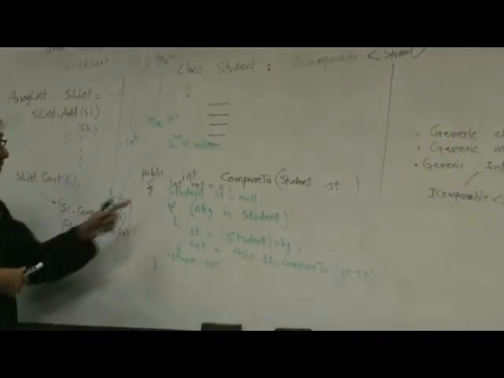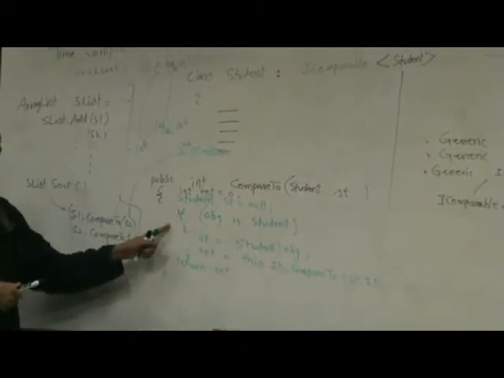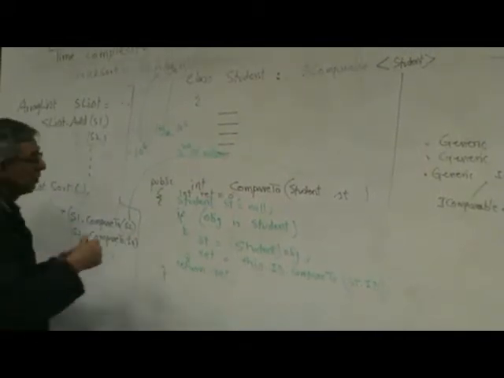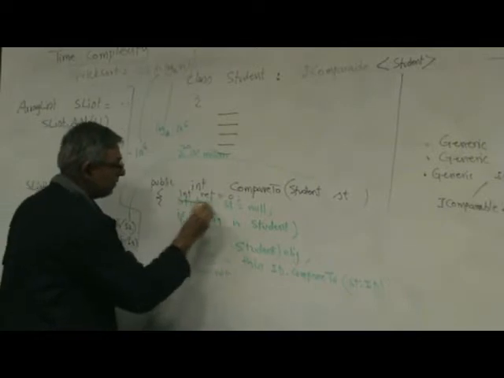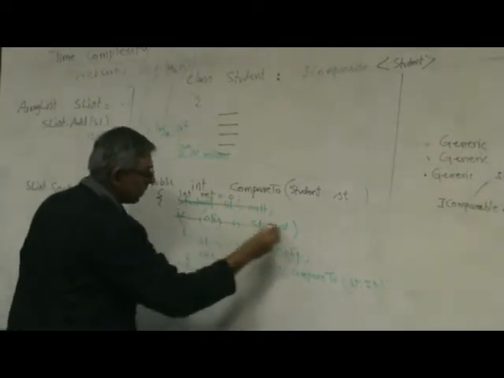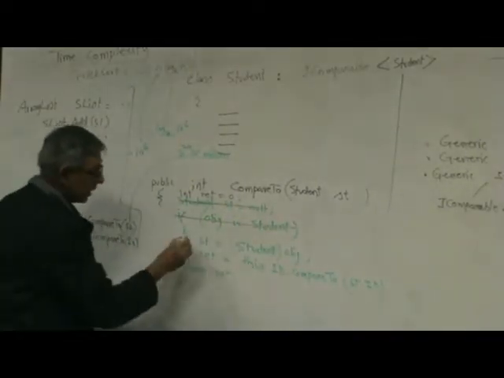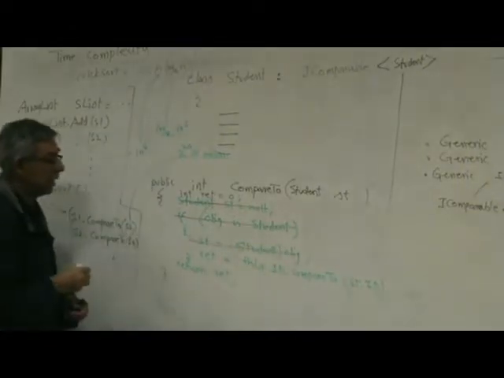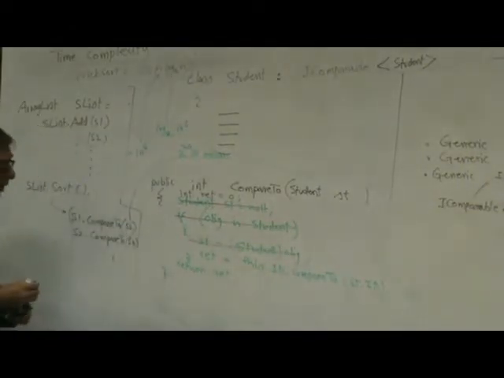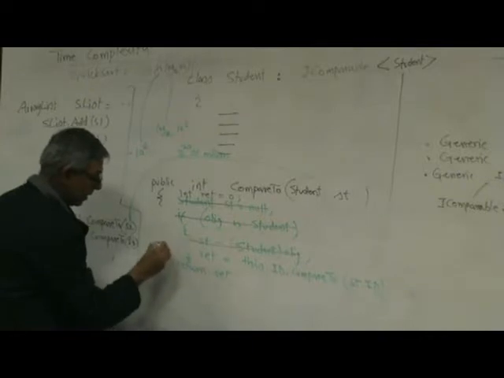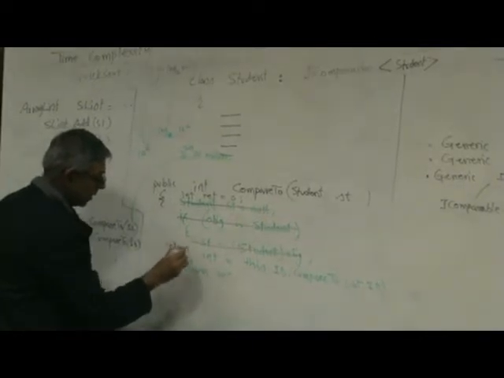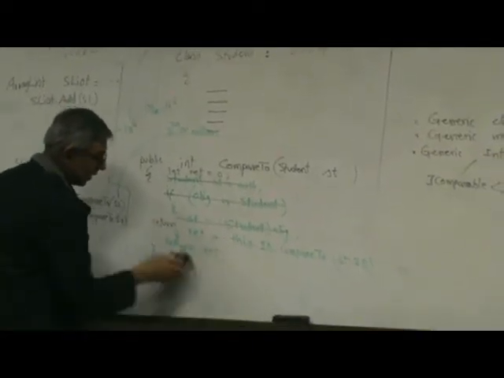Because it's of type student, do we have to do verification now? No. So there's no need for this. There's no need for this, right? There's no need for this. And we can simply do return.